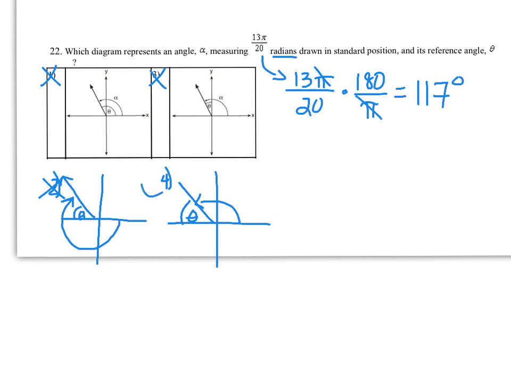Now, obviously, the answer then is choice 4, but I'll go through an explanation anyway, because why not? Okay, here we go again. This is 117 degrees. Look at the reference angle. It is positive. It's acute, less than 90 degrees. And look, it's formed from the terminal side and the x-axis. Bingo.